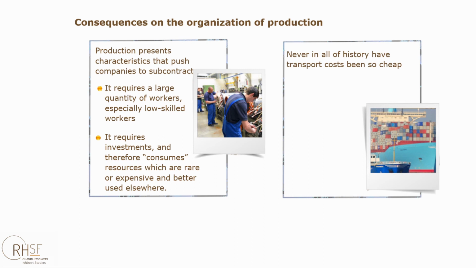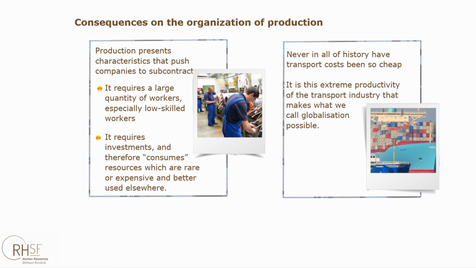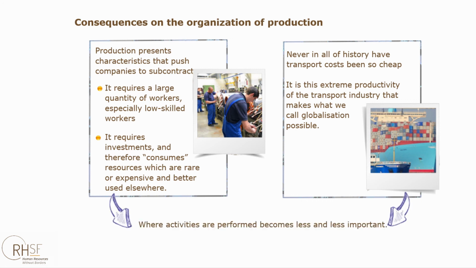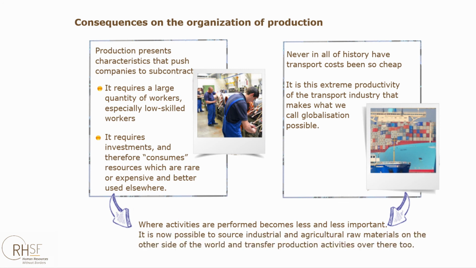The best evidence of this is that people buy them. It is this extreme productivity of the transport industry that makes what we call globalisation possible. As a result, where activities are performed becomes less and less important, and it is now possible to source industrial and agricultural raw materials on the other side of the world and transfer production capacities over there too.